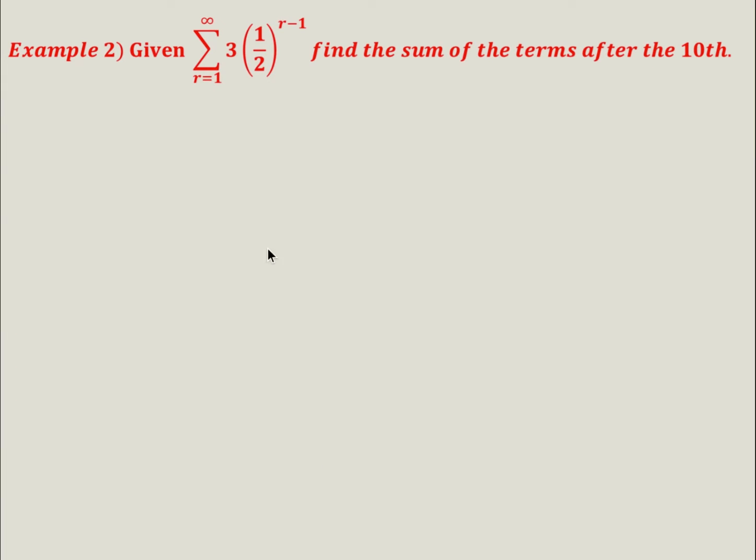In the next example, we have given that summation from r equals 1 to infinity of 3 into half to the power r minus 1. Find the sum of the terms after the 10th term. Again, to start, we have to write out the series in order to read especially the first term and the common ratio, since we are dealing with a geometric series.